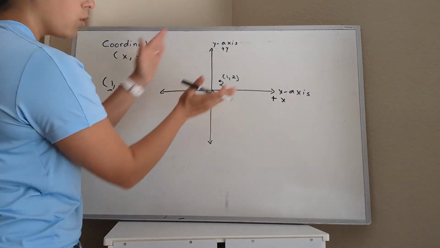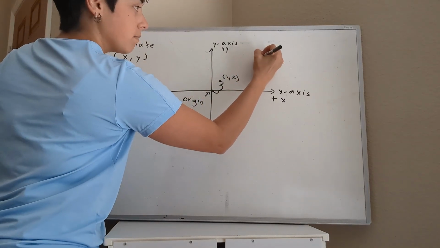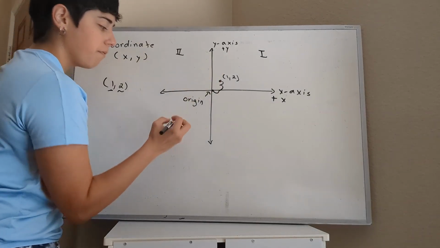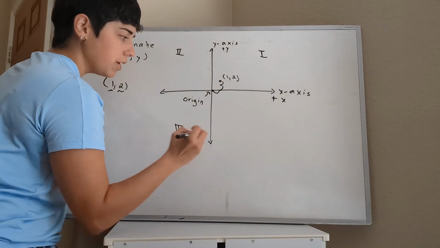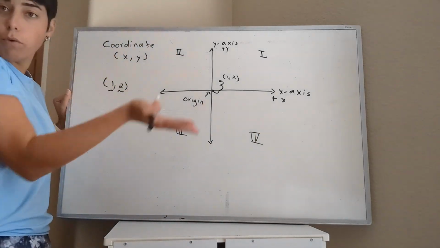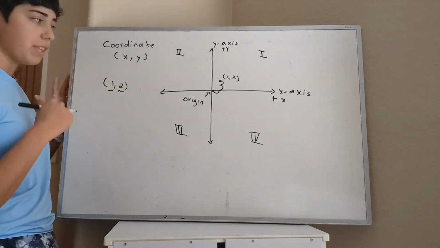A lot of times you'll only see this section here, which we call the first quadrant. Then if we go around, we have quadrant 2, quadrant 3, and quadrant 4, because there are 4 quadrants, right? 4 sections. So let's take a look at what happens when we start playing with the negatives.